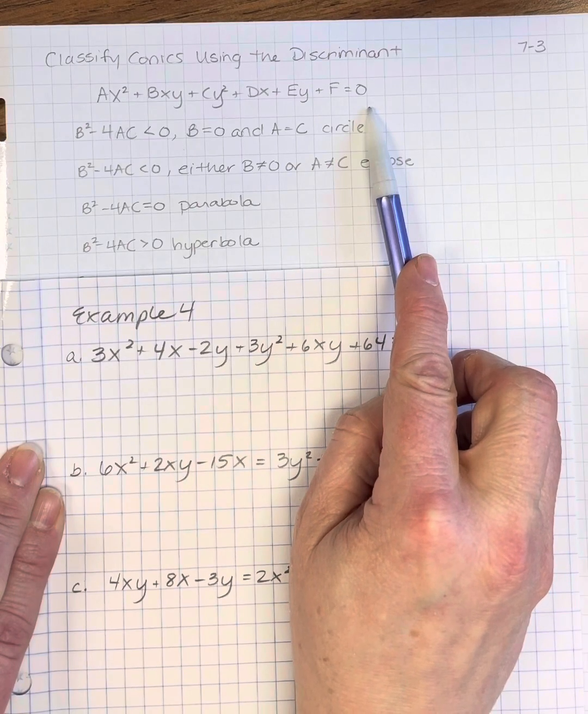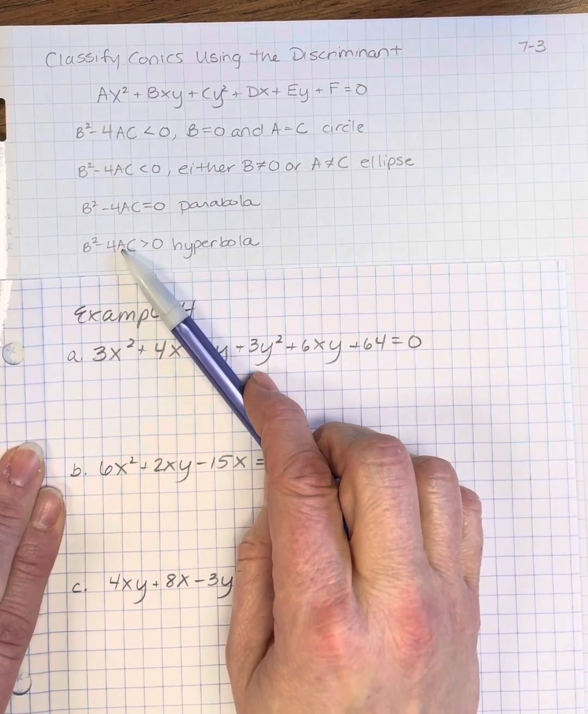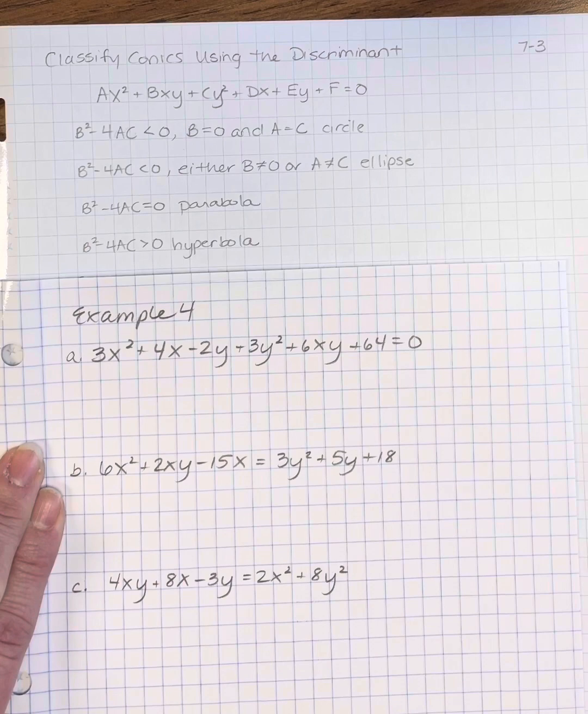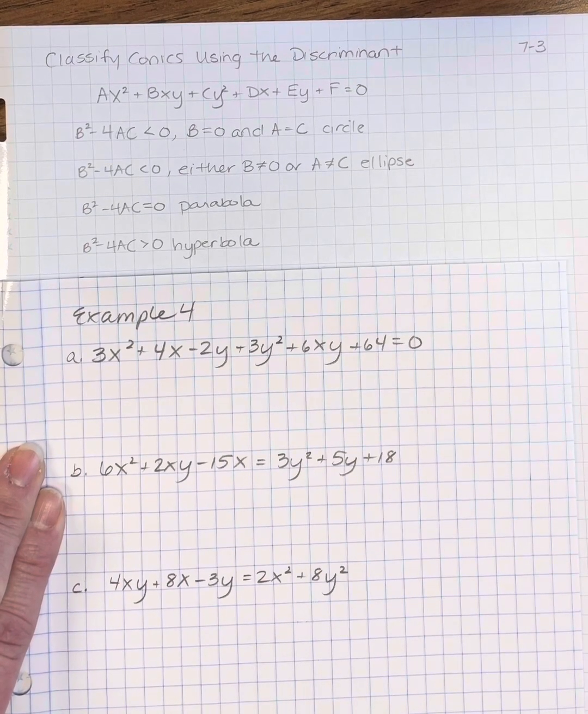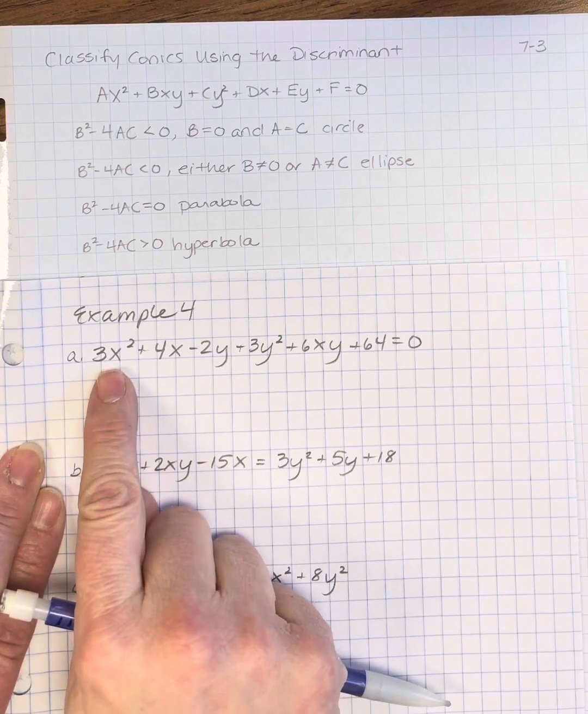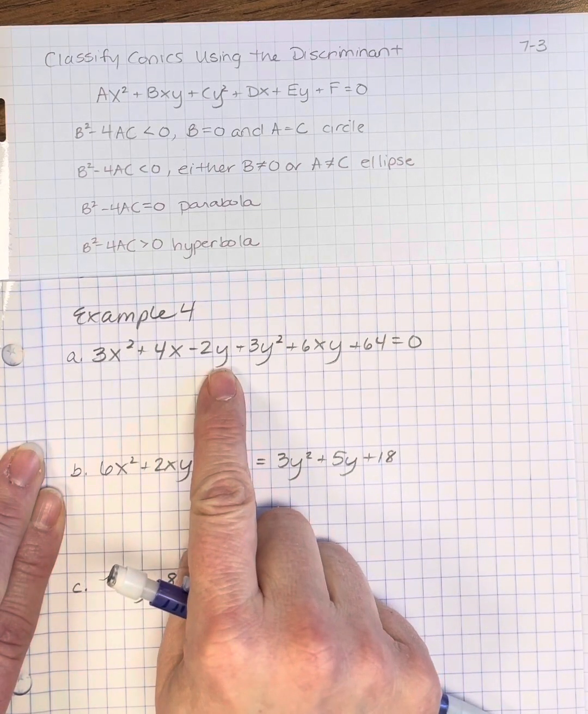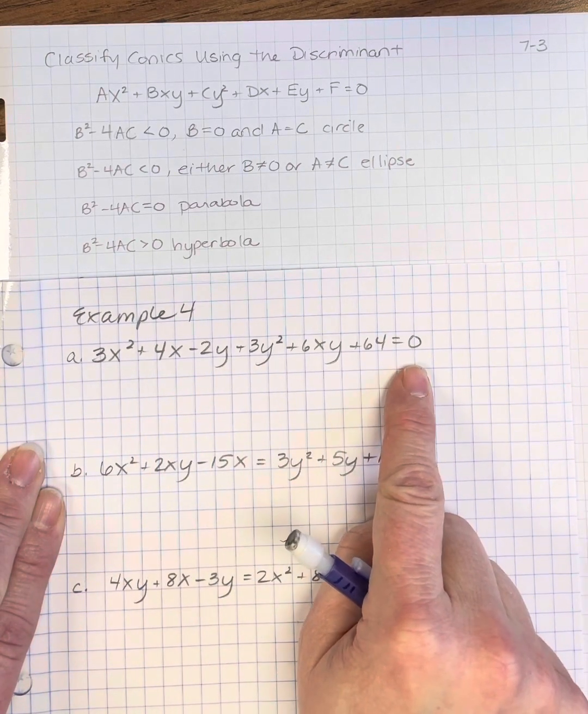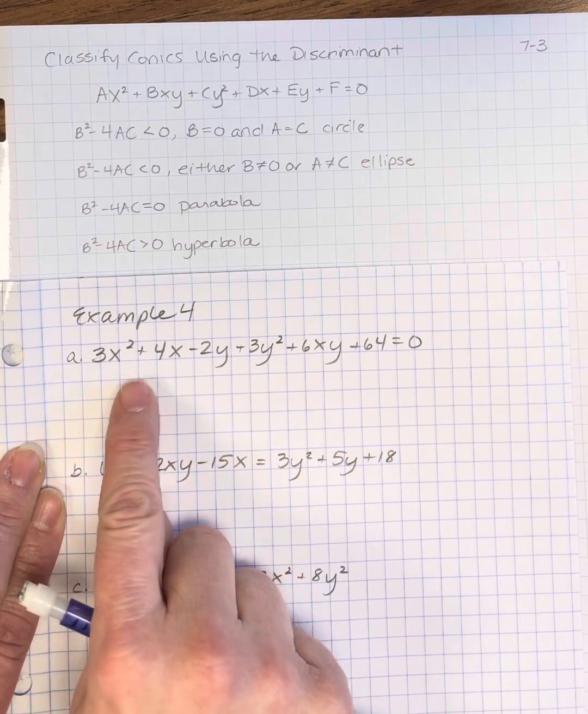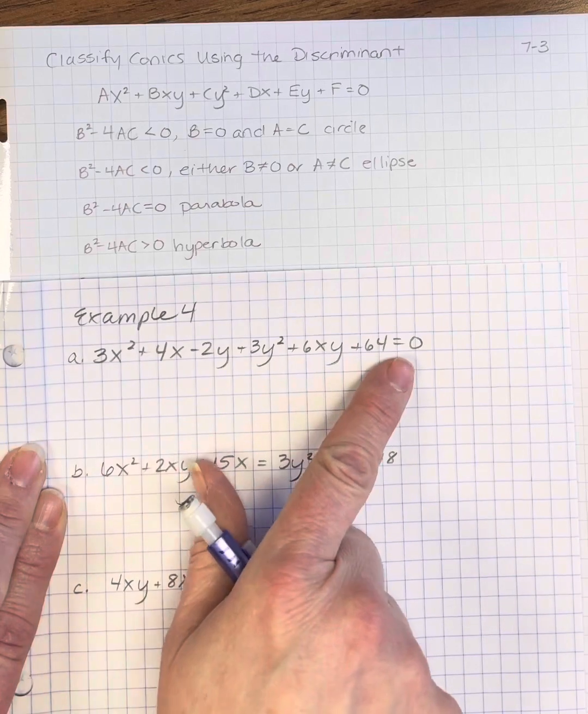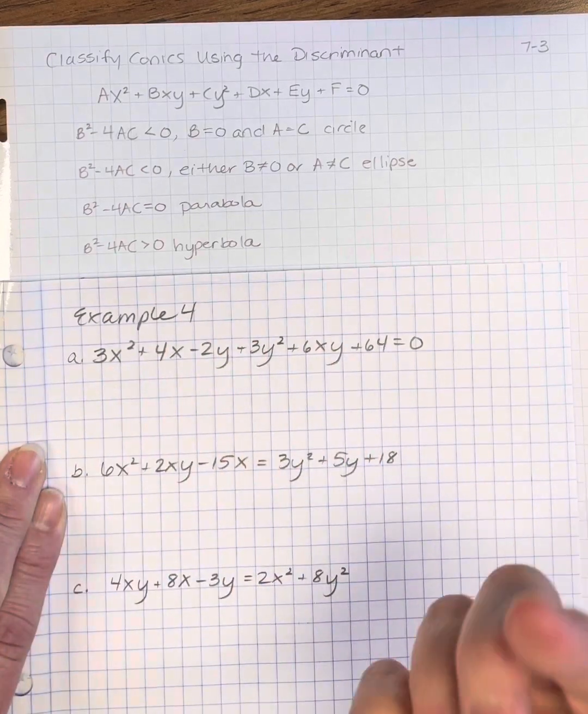So the equation has to be put in standard form. We only need to identify a, b, and c. We do b squared minus 4ac, and we identify what type of conic we have. So, this one is at least equal to 0, okay? It's not quite in standard form, but we can still at least go through because it's equal to 0, and we can find out what a, b, and c are.